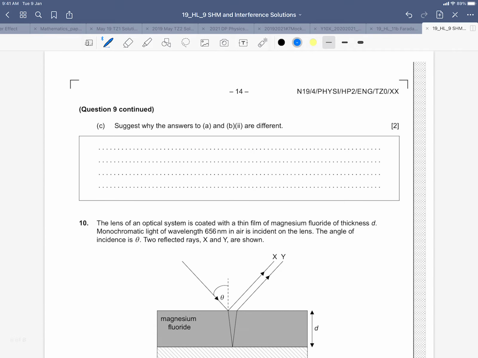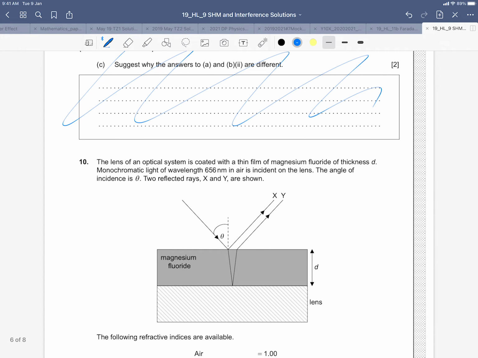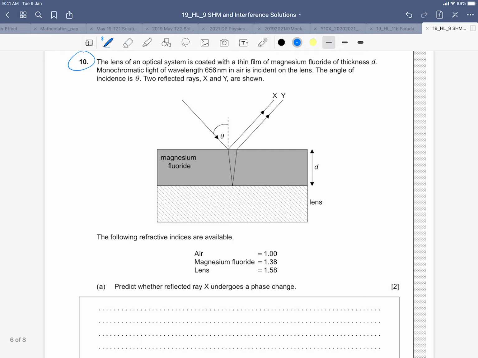Okay, then the November paper, there was a question 10, which was on thin film interference, part of topic 9. And here we first have to predict whether X undergoes a phase change, and that has everything to do with, of course, knowing the indices of refraction going from air into magnesium fluoride, which has this index of refraction, and then the lens, which has this index of refraction.